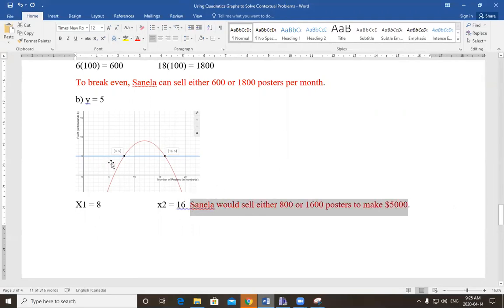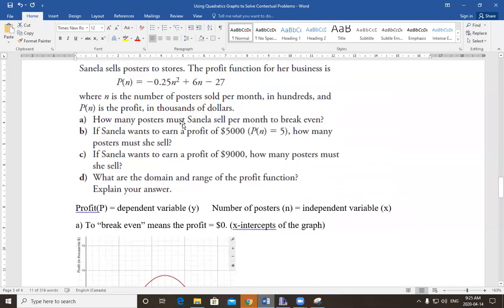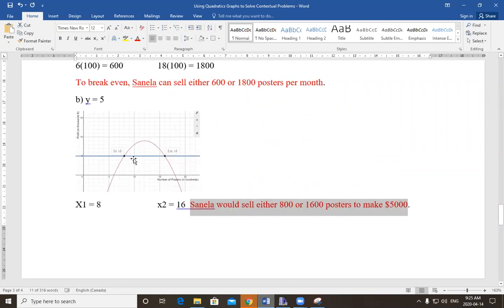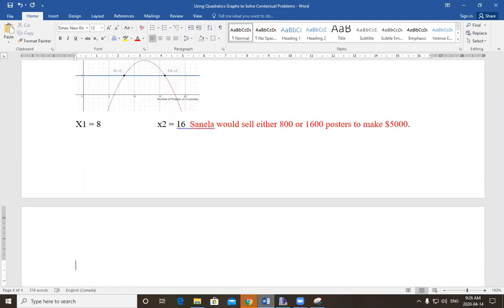So again, we're doing y equals, and why is it y equals? Because of course we're given the y value. So y equals 5 because it's in thousands of dollars for 5,000, and then we find the two intersection points, click on them, and then we have the 8 and the 16. So 8 times 100 is 800, and 16 times 100 is 1,600 posters. So that would be for part B.